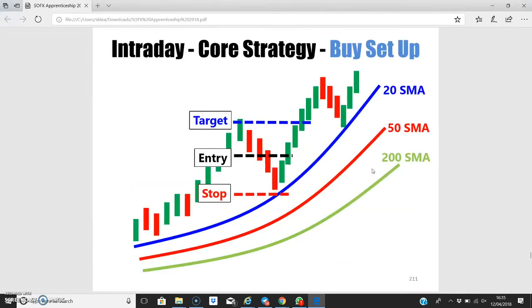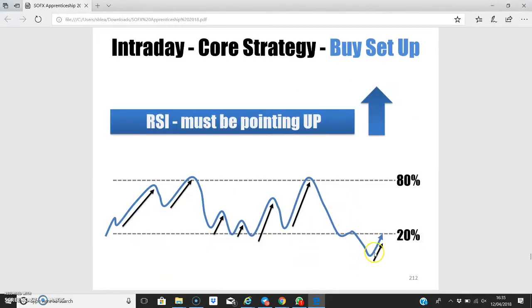So here we have a buy setup. Are the moving averages in the correct stacking order? 20 above the 50, above the 200? Yes. So here we have entry, stop loss, and our target. RSI must be pointing up.